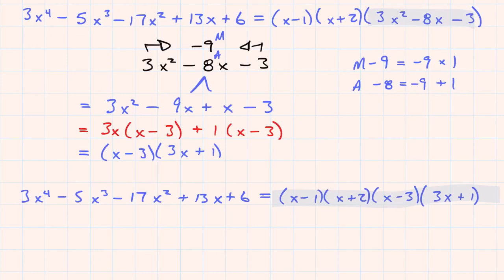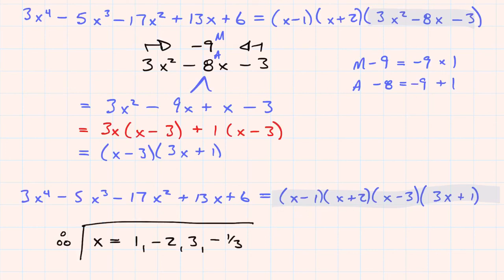But this question was asking us to solve, so now we have to say what the zeros were, which are always the opposite. So it's going to be positive 1, negative 2, and positive 3. And then that 3x plus 1, we just have to remember it's always the opposite of the plus 1, which is negative 1, and then put it over whatever's attached to x. So it's got a 0 of negative a third. And this is done.